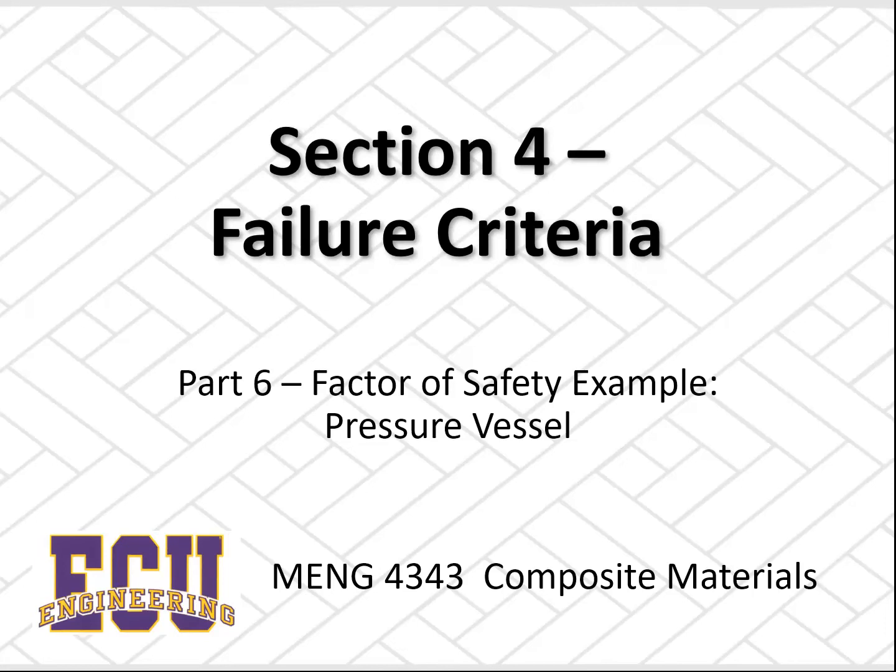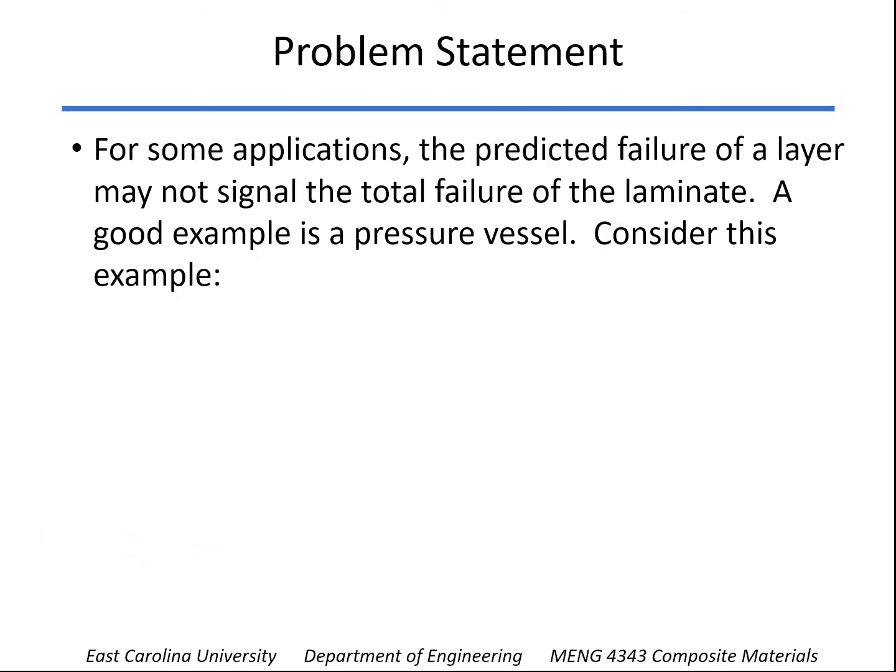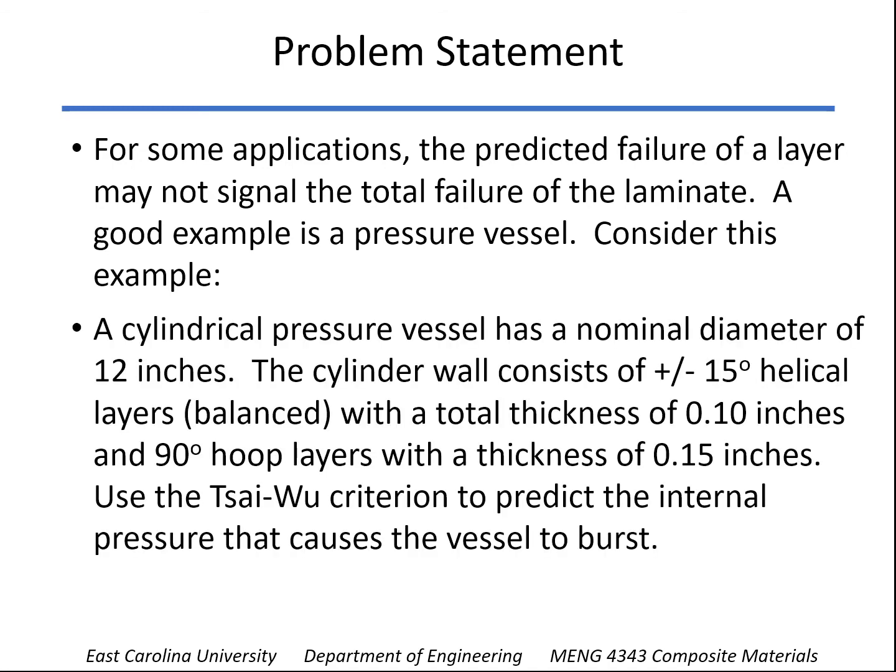One last example of applying the failure criteria, and we're going to look at a pressure vessel. Now, again, the reason we're doing this is that sometimes if you predict a failure of a single layer, it may not mean that the total laminate is going to fail, and pressure vessels are a good example of that.